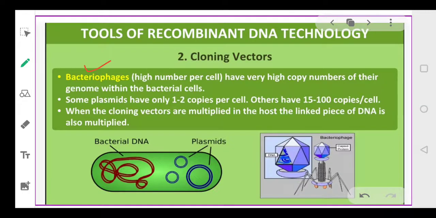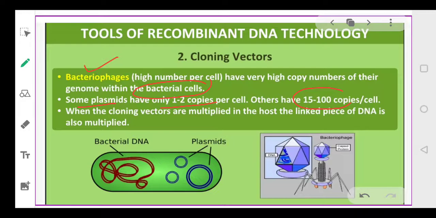Now bacteriophages, you must have heard, are the viruses that infect bacteria. They are present in large numbers in a cell, means the number is very high in a bacterial cell. Similarly, plasmids may be present as 1 to 2 copies per cell, or they may have 15 to 100 copies per cell. So they can also be present in large numbers, right?